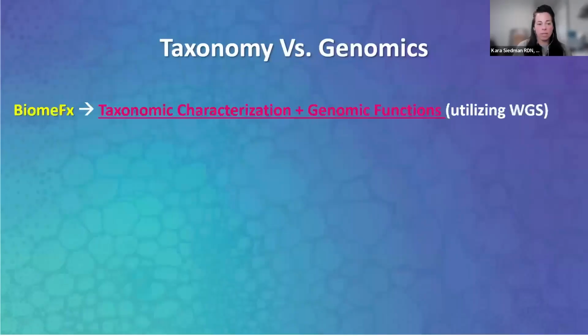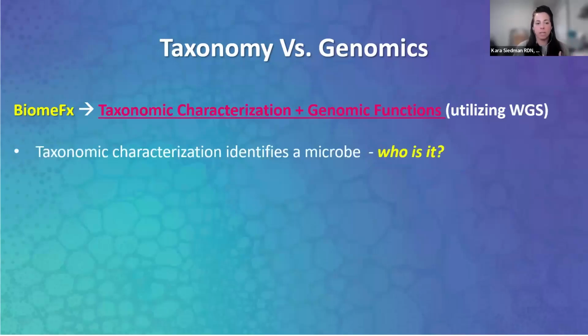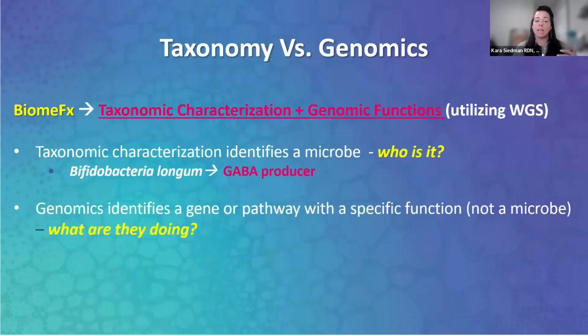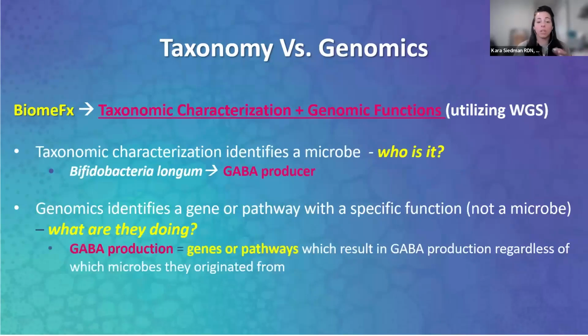So what does that mean? With whole genome sequencing, you can do both taxonomic, so who is in the gut, but also genomic, which is the functions. For an example, Bifidobacterium longum we know is a GABA producer, but genomics is going to identify that gene or pathway that's associated with that specific function, not the microbe. So what are they doing? GABA production is looking at the entire microbiome, which results in GABA production, regardless of the microbes that are there. So you get a more granular view of the microbiome because you can see beyond just who is there.